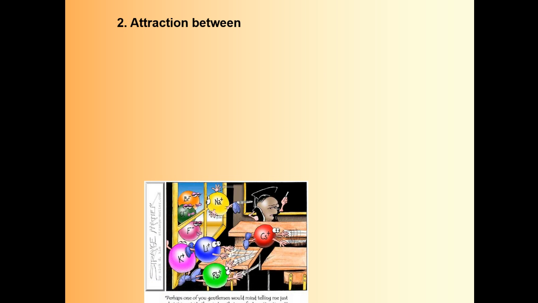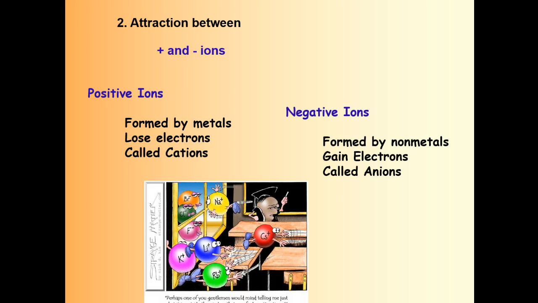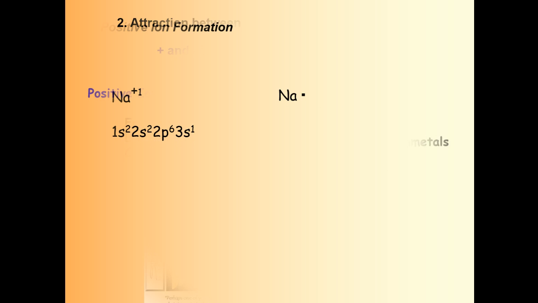The second way a chemical bond can be formed is between the attraction, and it's always some kind of force of attraction between positive and negative charges, and this one is between the positive and the negative ions. Positive ions are formed by metals. They lose their electrons and they are called cations, of which we talked about in the last couple of chapters. Negative ions are formed by nonmetals. They gain electrons and are called anions.